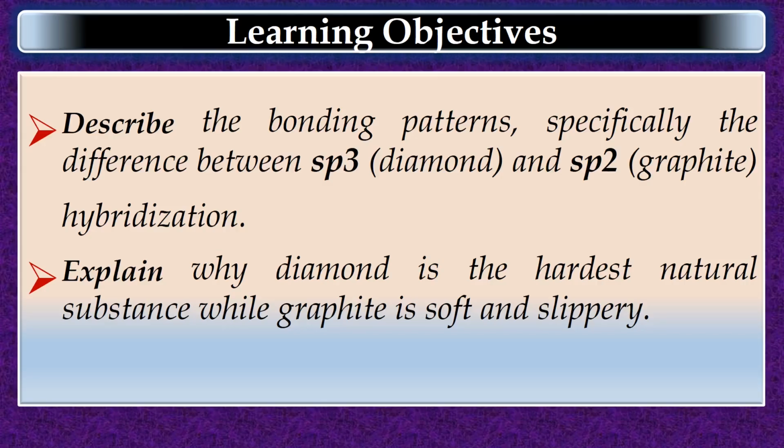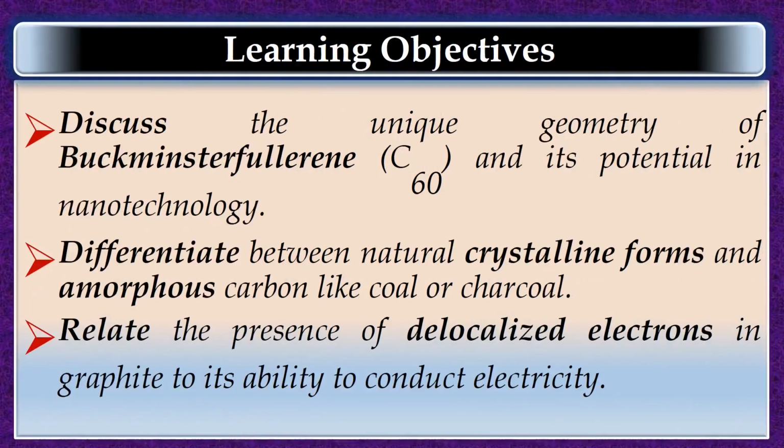Explain why diamond is the hardest natural substance while graphite is soft and slippery. Discuss the unique geometry of Buckminsterfullerene C60 and its potential in nanotechnology. Differentiate between natural crystalline forms and amorphous carbon like coal and charcoal. Relate the presence of delocalized electrons in graphite to its ability to conduct electricity.